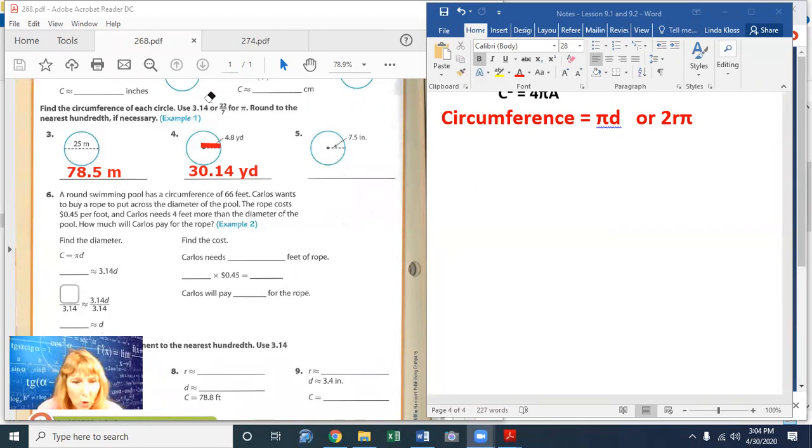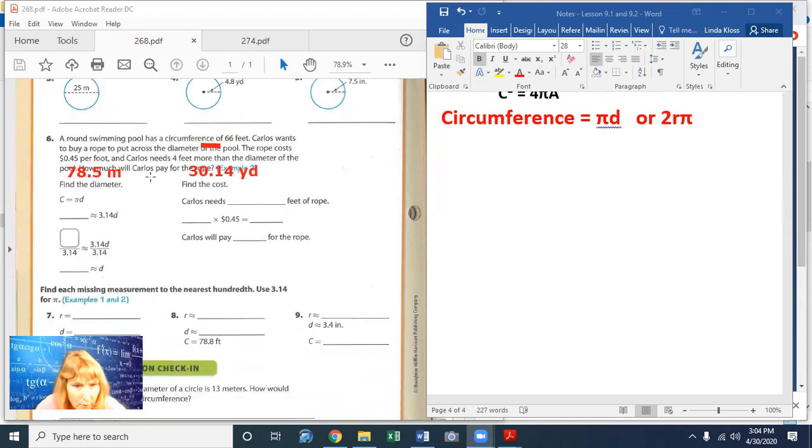Carlos wants to buy a rope to put across the diameter of the pool. The rope costs 45 cents per foot, and Carlos needs 4 feet more than the diameter of the pool. How much will Carlos pay for the rope? So they have this all set up here.